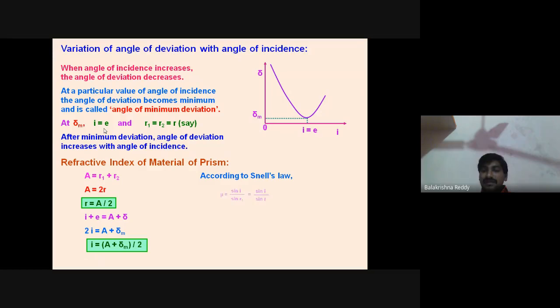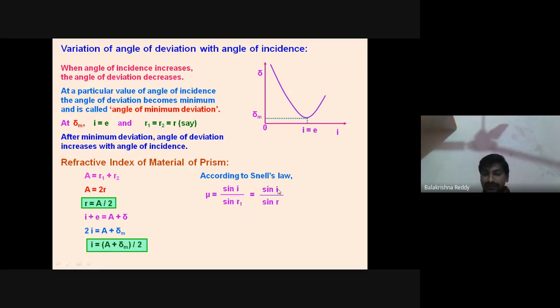What is Snell's law? We discussed it at the start of the topic. Snell's law, or the refractive index, is defined as the sine of the angle of incidence in the first medium to the sine of the angle of refraction in the second medium, equal to a constant for a given pair of media. That we call Snell's law, the refractive index. So mu equals sine i by sine r.